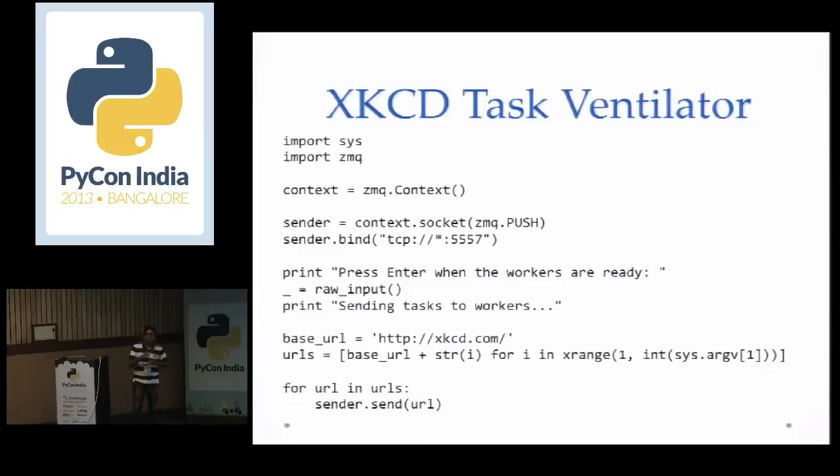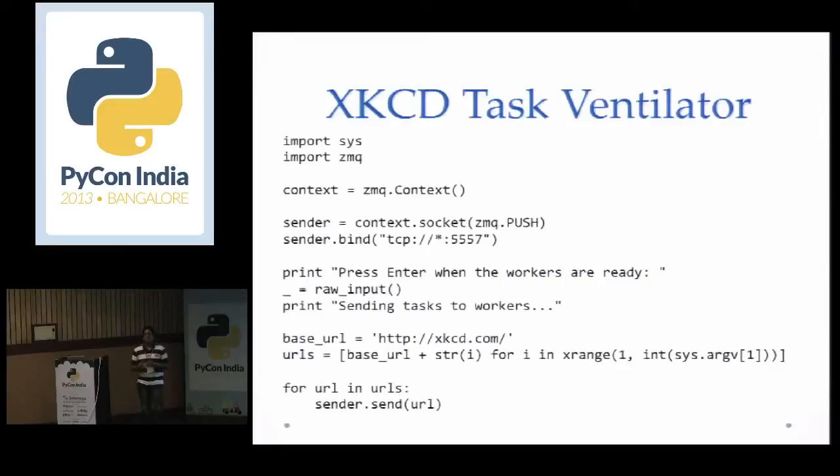In any XKCD comic, if you hover over the image, you get the title. So I want to get the title out. This is the ventilator, or the server, which creates the tasks and pushes them to the workers. You create a sender socket of type ZeroMQ.push and bind it to a new port, say 5557, and I ask the user to press enter after all the workers are ready.